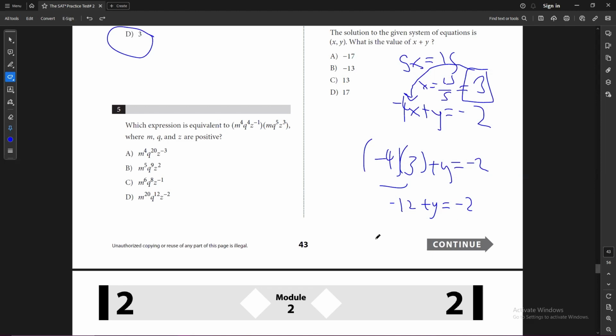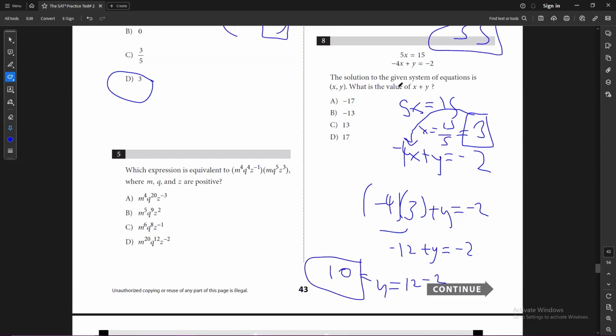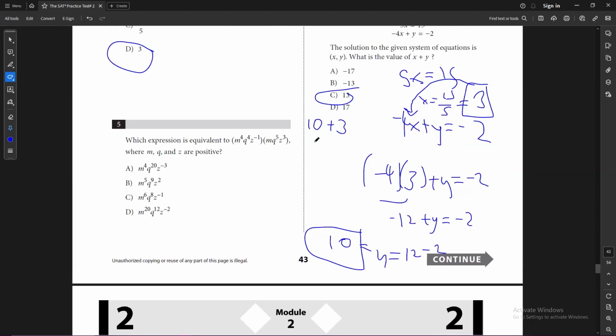So y is equal to 12 minus 2, and 12 minus 2 is equal to 10. Now we got our y value, we got our x value, and the question is asking for x plus y. So what we're going to do is add 10 plus 3, and here we go, answer choice C.